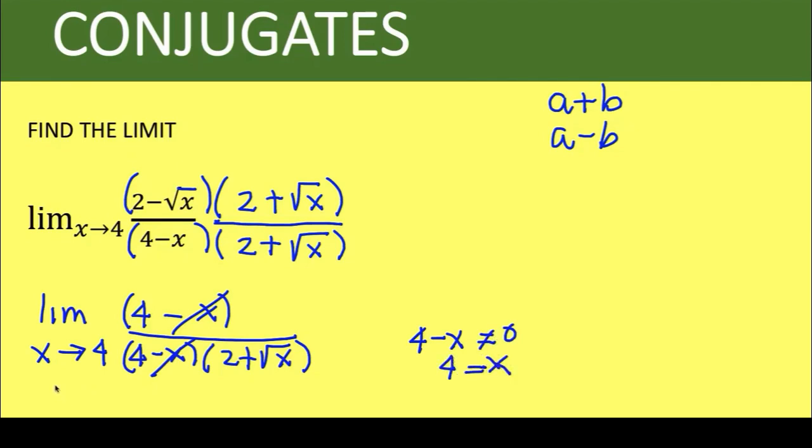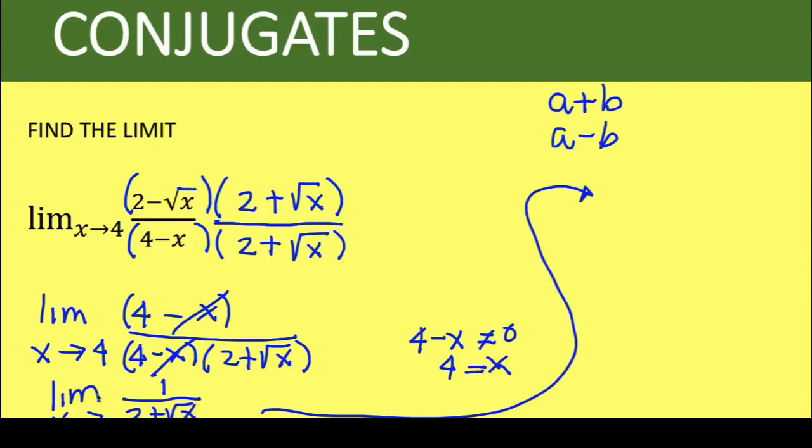And so what we have is the limit as x approaches 4 of 1 over 2 plus the square root of x. So what we have now is the limit as x approaches 4 of 1 over 2 plus the square root of x, because this is now cancelled out.